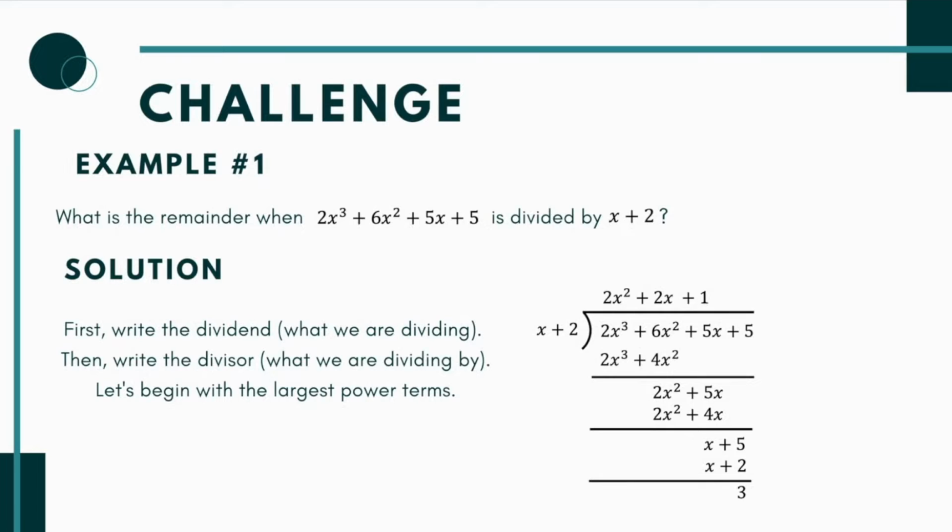For our first example, we need to find the remainder when 2x cubed plus 6x squared plus 5x plus 5 is divided by x plus 2. To find this result, we can use long division. So we first write the dividend, what we're dividing, which in this case is the cubic function, and then we write the divisor, or what we're dividing by, which in this problem is x plus 2. Then we start with the largest power terms and divide until we arrive at the result of 3 as a remainder. Note that we can also use the remainder theorem in this case by plugging in x equals minus 2 into this cubic function, and we'll get the same result.